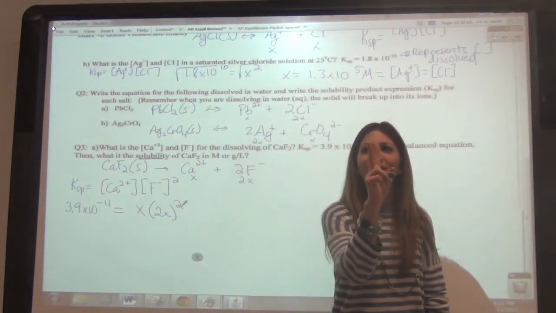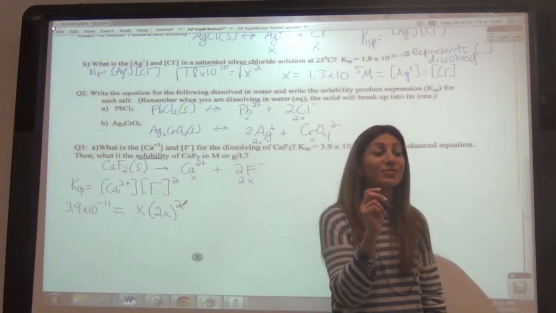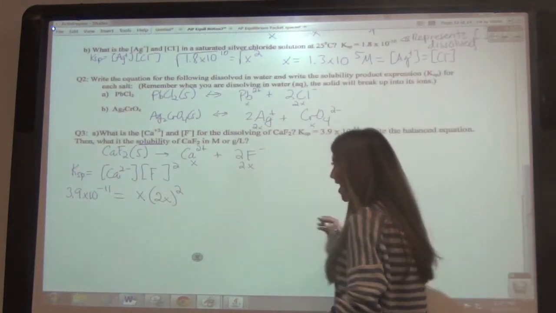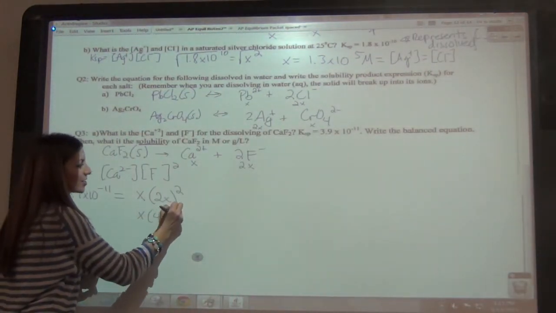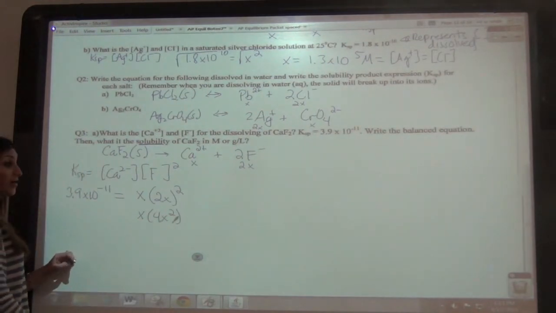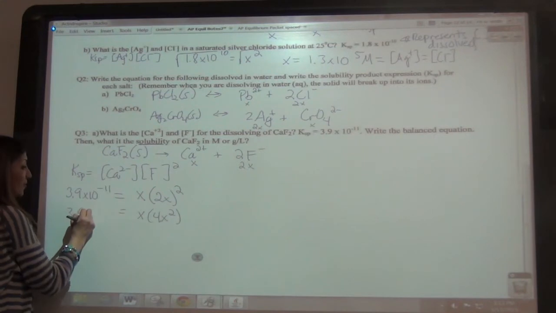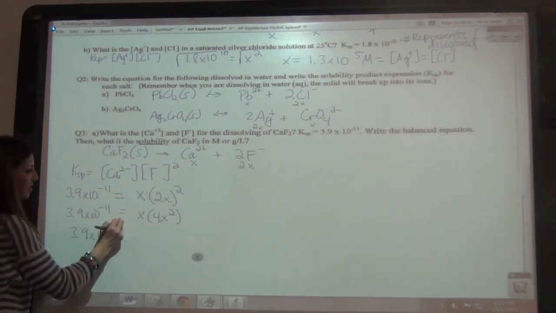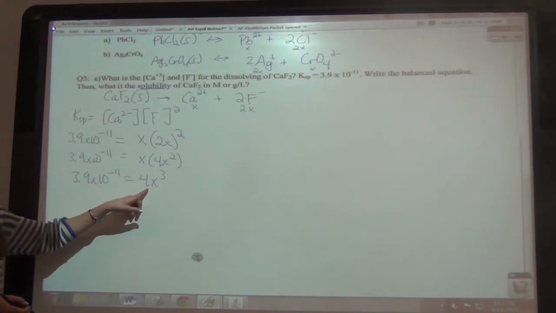I'm hearing 2 different answers. I'm hearing 4x squared and 4x cubed. 4x cubed. Awesome. Why? Because if you do this, you get x times 4x squared, and x times 4x squared is 4x cubed. Okay? So 3.9 times 10 to the negative 11 is equal to 4x cubed. So now how do I solve for x?